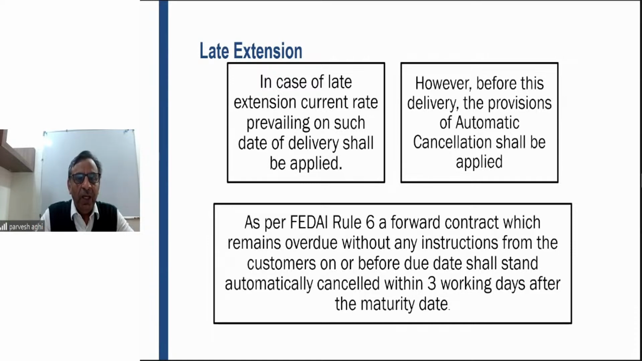So as per FEDAI Rule 6, a forward contract which remains overdue without any instructions from the customer on or before the due date shall stand automatically cancelled. FEDAI is a foreign exchange dealers association in India. So as per FEDAI Rule 6, a forward contract which remains overdue without any instructions of the customer on or before the due date shall stand automatically cancelled within 3 working days after the maturity date.